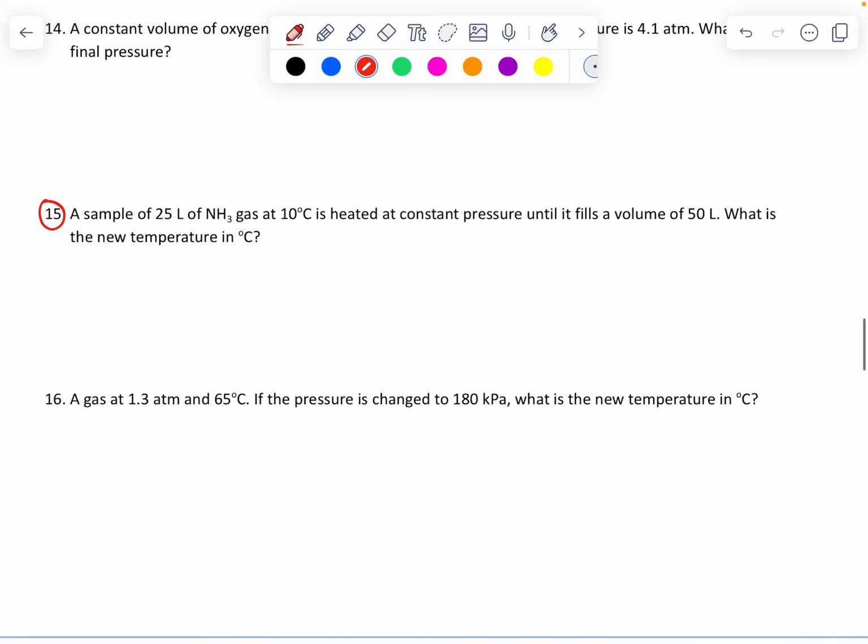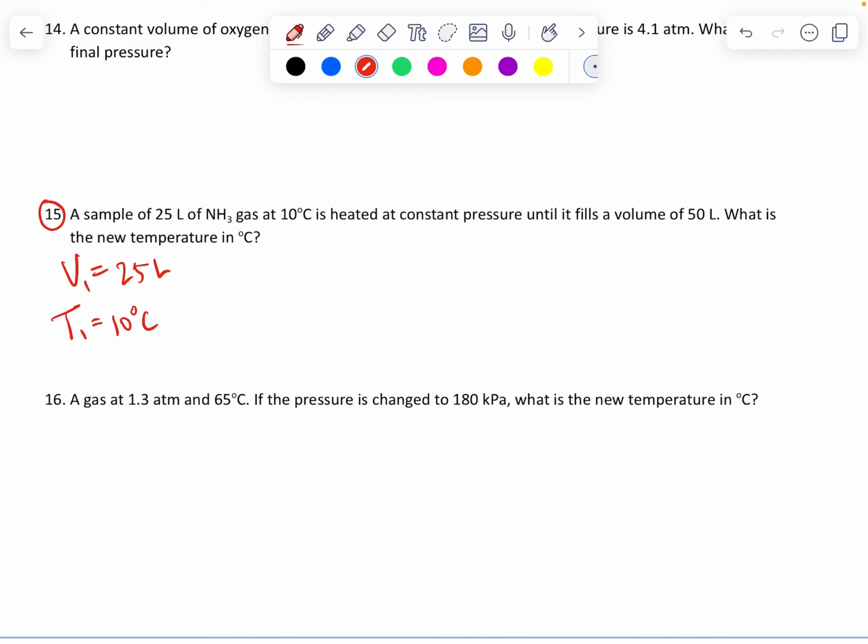Let's do a couple more questions. A sample of 25 liters of NH3 gas at 10 degrees Celsius is heated at constant pressure until it fills a volume of 50 liters. Okay, so let's go ahead and write a lot of these. Just let's sort them into their variables, okay? So 25 liters, that would be the volume, right? Volume 1 is at 25 liters, and the temperature is at 10 degrees Celsius.